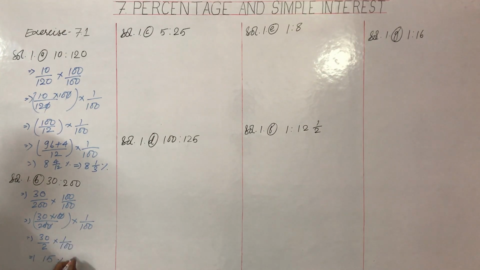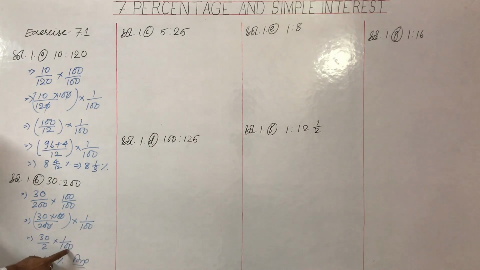So 30 by 2 is 15 and 1 by 100 becomes percent. So in the last step, we have to remove 1 by 100 by writing this symbol. This is the sign or symbol of percent. So 30 by 2 is 15 and 1 by 100 becomes percent. So 15% is the answer.